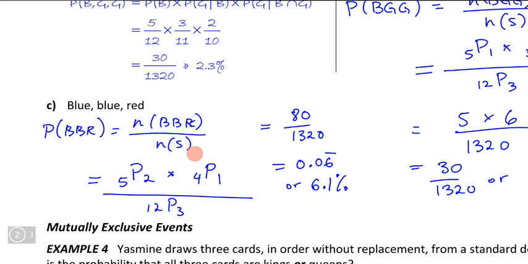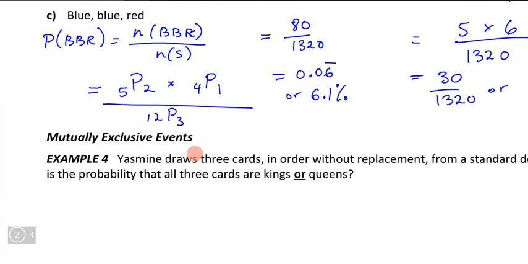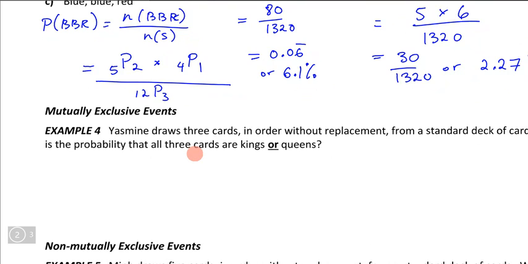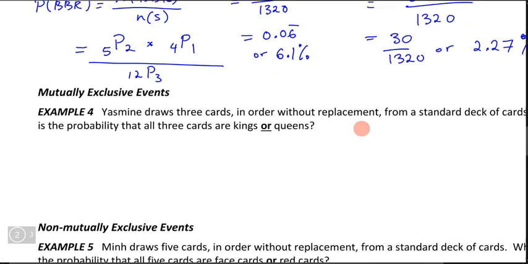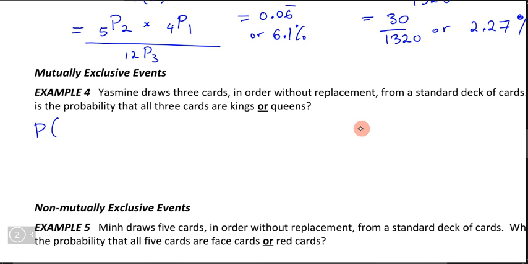Okay, so that is dependent events. Next part is mutually exclusive events. Yasmin draws 3 cards in order without replacement from a standard deck of cards. What is the probability that all 3 cards are kings, or that all 3 cards are queens? So I'm interested in the probability of having 3 kings or 3 queens.